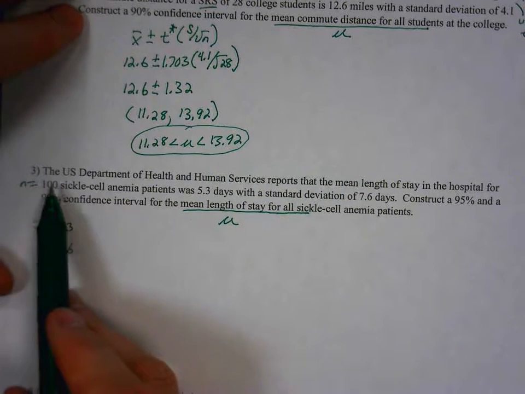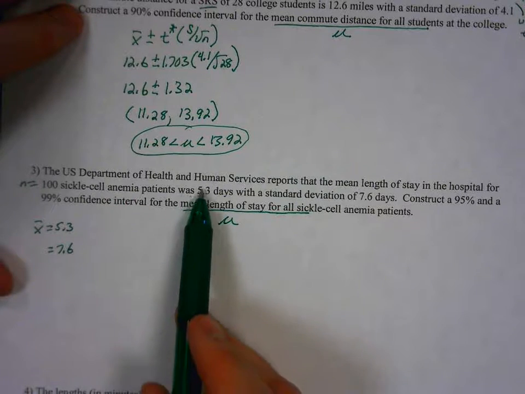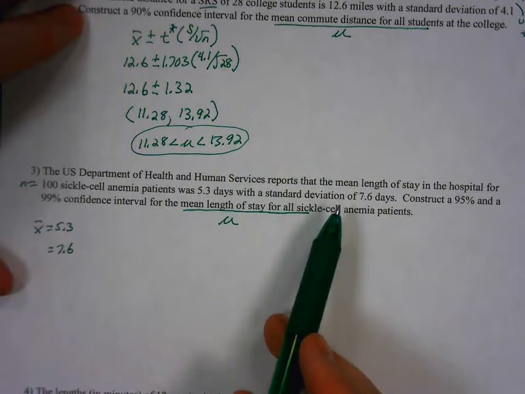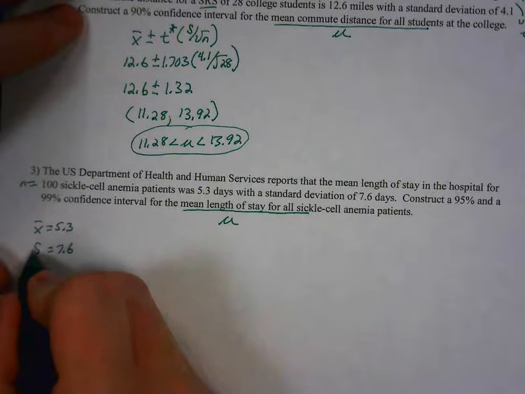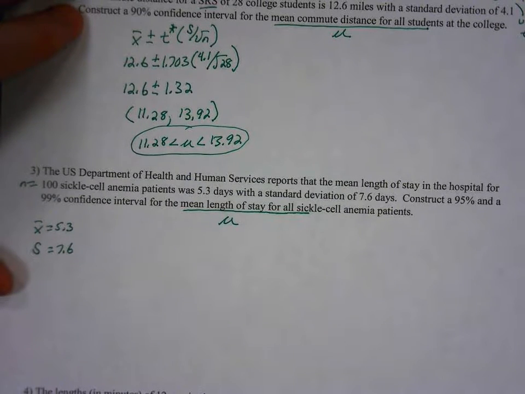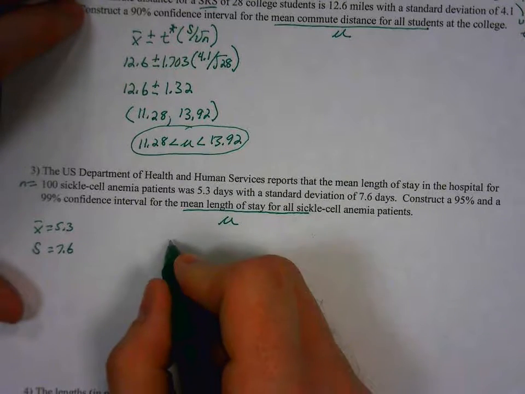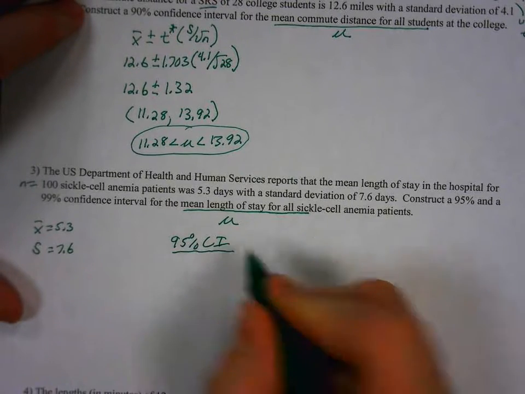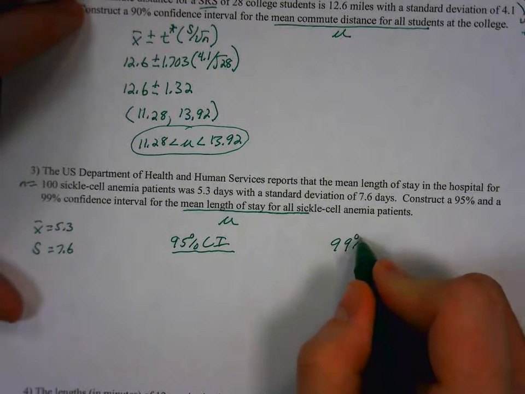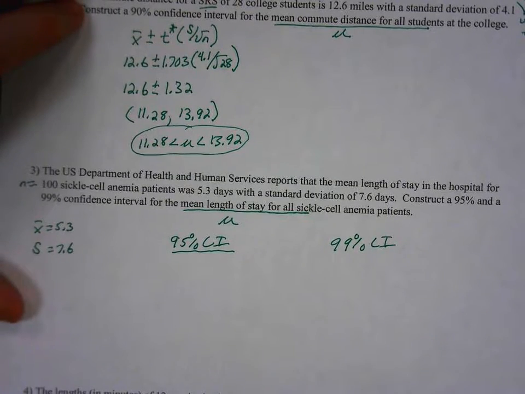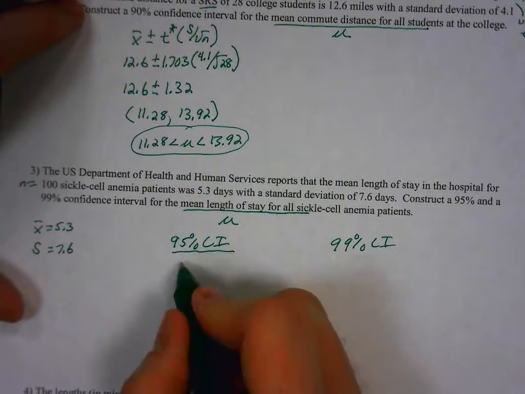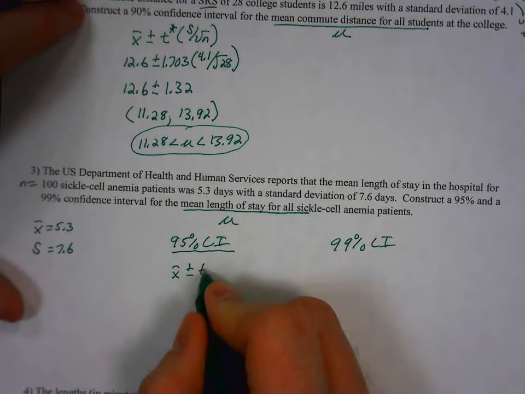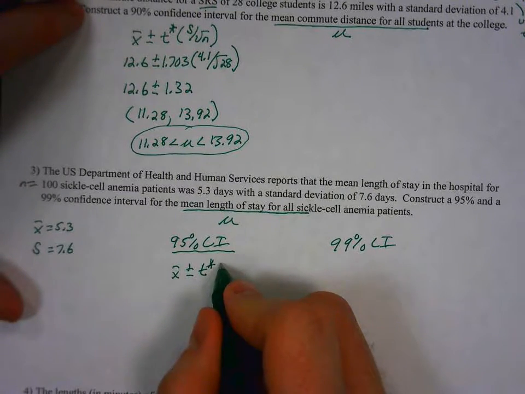Well, they told you that the sample of 100 sickle cell anemia patients had a mean of 5.3 days and a standard deviation of 7.6. So that is a sample standard deviation, because they didn't say that it was a population standard deviation of 7.6. So for the two different confidence intervals, the 95% confidence interval and 99%, we'll do those two. x bar plus or minus t star times s over the square root of n.